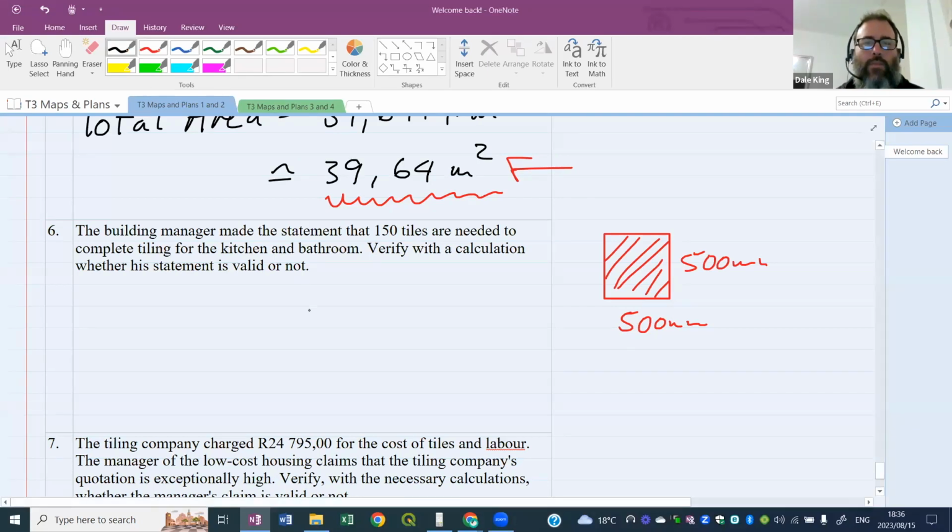Okay, so I think we're supposed to say 500 times 500 to work out the area of the tile. Yes. All right. Now, if we say 500 times 500 millimeters, that's going to give us lots of square millimeters. Is that what you want? Maybe if we convert. Yes. Let's convert first. Always convert first. So how do we convert 500 millimeters to meters?